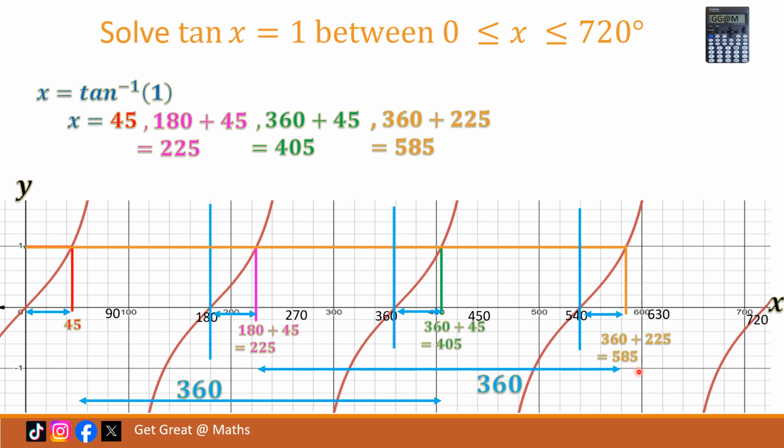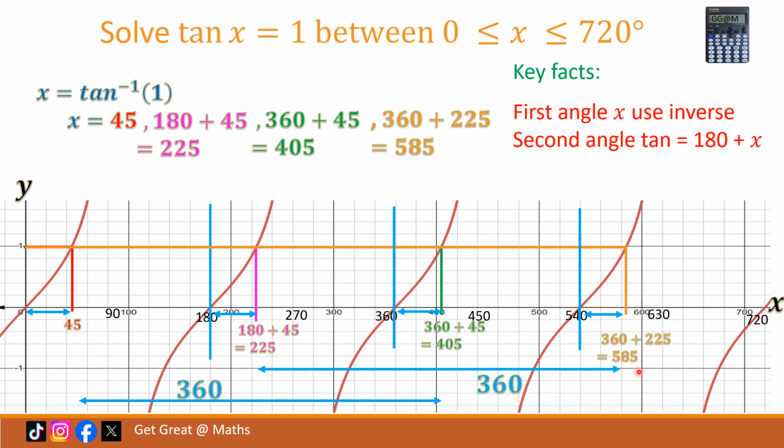585 degrees. The key facts to be able to solve this question for any single problem are: to find the first angle, x, you need to use the inverse. To find the second angle on the tan curve, it is 180 plus the first angle. And then to make the rule the same for all of the functions, if you add 360 to the first and the second angles that you just worked out, that will give you the third and the fourth angles. There are alternative methods to use the tan one, but if we stick with this method, it works exactly the same for all three trig functions.